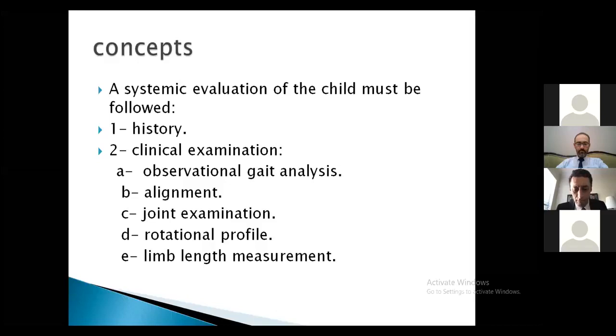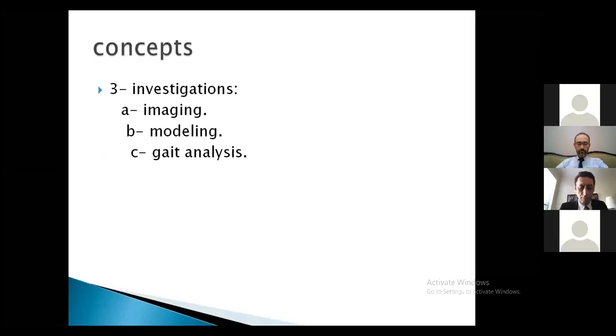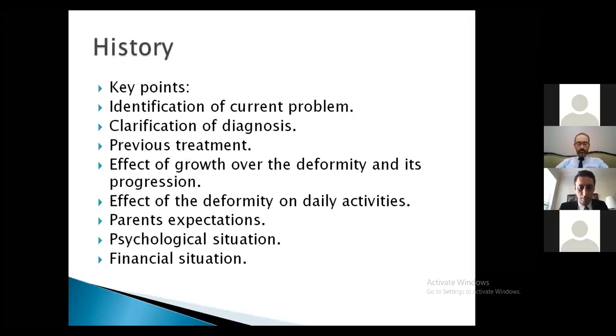A systemic evaluation of the child must be followed. Number 1, history and clinical examination, divided into observational gait analysis, alignment, joint examination, rotational profile, and limb length measurement. Number 3, investigations: imaging, modeling, gait analysis.